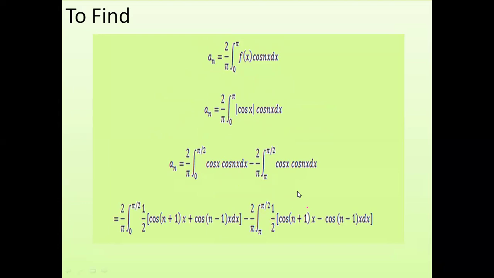We have to apply the cos a cos b formula. What is the cos a cos b formula? It is cos(a plus b) plus cos(a minus b). Here also cos a cos b gives cos(a plus b) and cos(a minus b). After applying the cos a cos b formula, now you have to integrate.